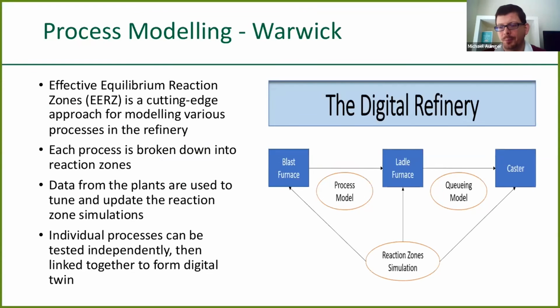Okay, so at the very end, we want to give a quick progress update on what is happening. So you probably remember the image from the digital refinery and these adaptive process models. What we are following is a so-called effective equilibrium reaction zone approach, which is very handy in that you can use the size of that reaction zone as an additional variable in your simulations. And this way you are basically trading accuracy versus computation time.